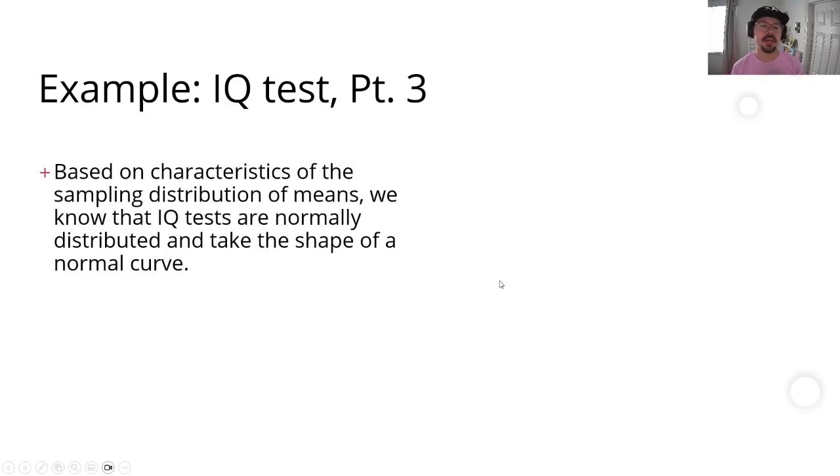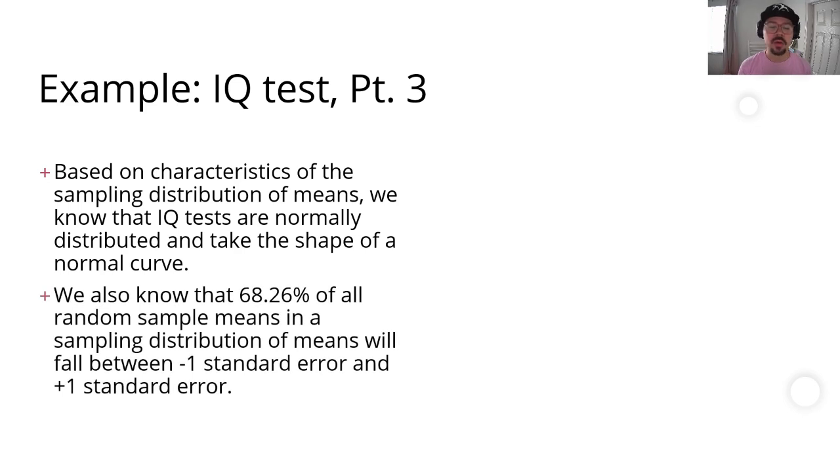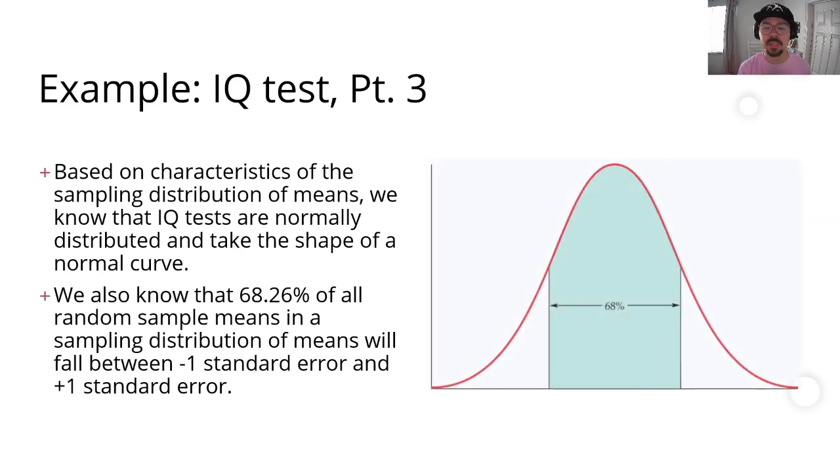So based on characteristics of the sampling distribution of means, we know that IQ tests are normally distributed and take the shape of a normal curve. We also know that 68.26% of all random sample means in a sampling distribution will fall between one standard error below the mean and one standard error above the mean.